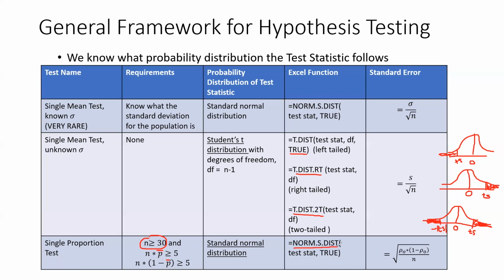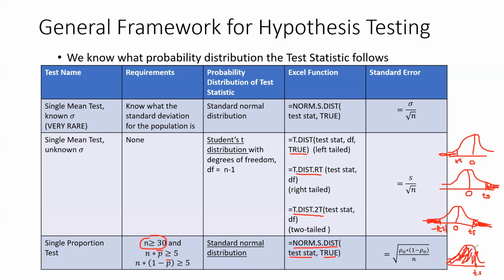So NORM.S.DIST, we put in the test statistic and we put in TRUE. And again, the reason for TRUE, if you haven't used this before, is that if you put in FALSE, it just gives you the height on a normal distribution curve, like the y coordinate. So let's say this is the test statistic down here. We put in the x value basically, and it's going to give us the y coordinate. But if it says TRUE, it's going to give us all the probability always to the left.